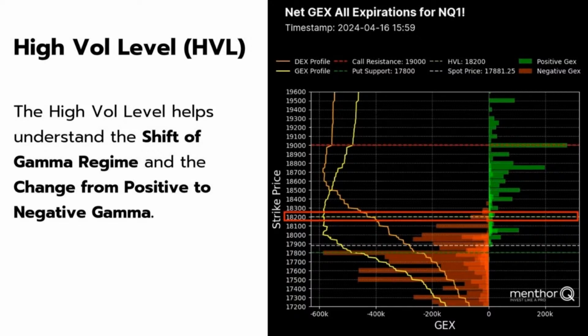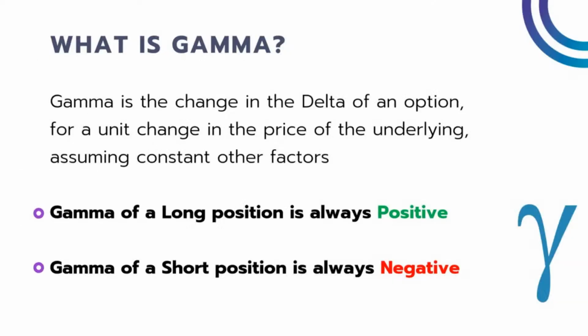The high vol level is really a level that helps us understand the shift between gamma regimes, from positive to negative or from negative to positive. We're going to explain why this is important in a second, but again, we're going to recap this very quickly.